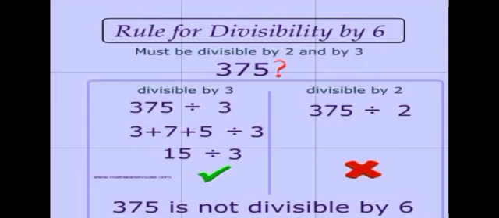But when we check divisibility by 2, the last digit is 5, so it is an odd number. So it cannot be divisible by 2. The test tells us that the number should be divisible by both 2 and 3. So the number is divisible by 3 but not by 2. So this number cannot be divisible by 6.